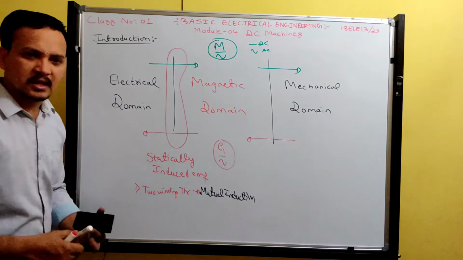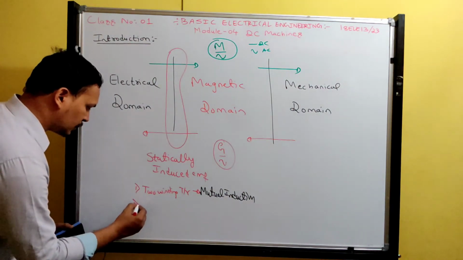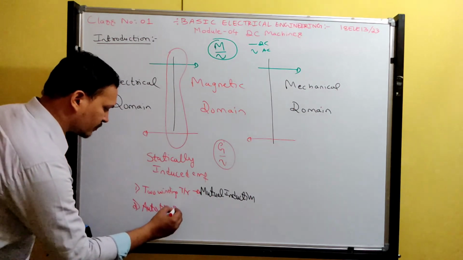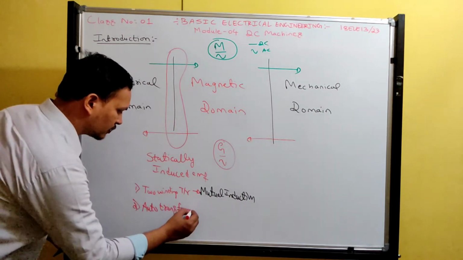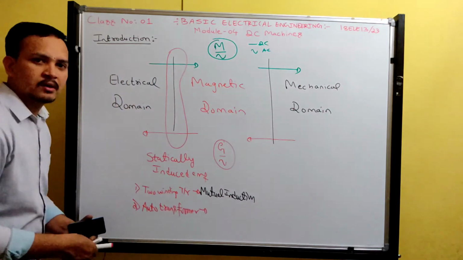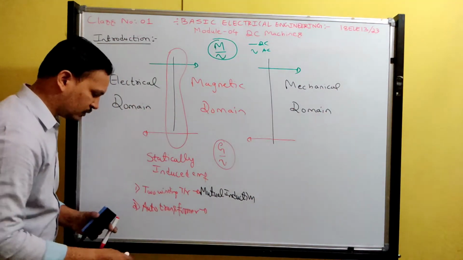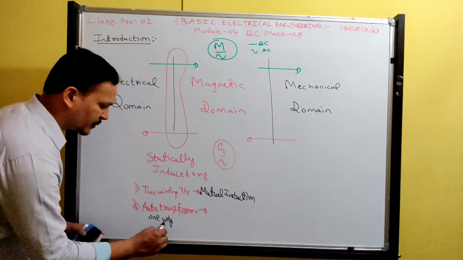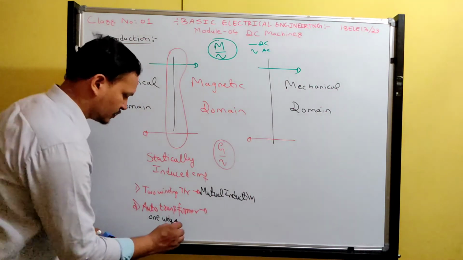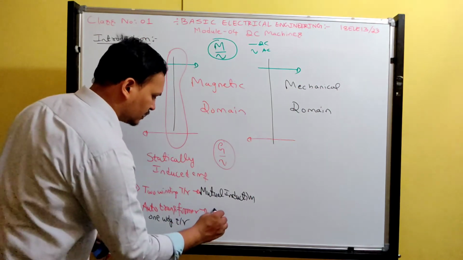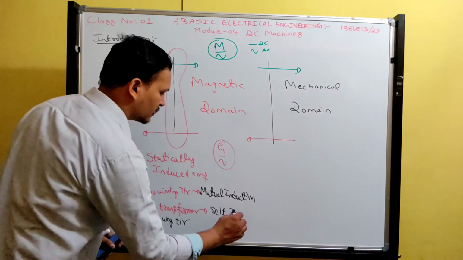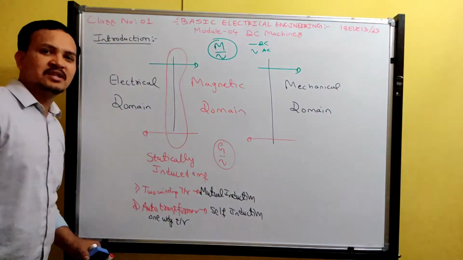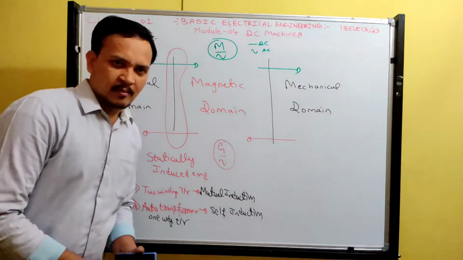Similarly, the auto transformer, which we use in the laboratory, works on self-induced EMF. See, the auto transformer is also called a one winding transformer. In short form, WDG is winding. So a one winding transformer works on self-induction. So statically we have two types, mutually induced EMF and self-induced EMF.